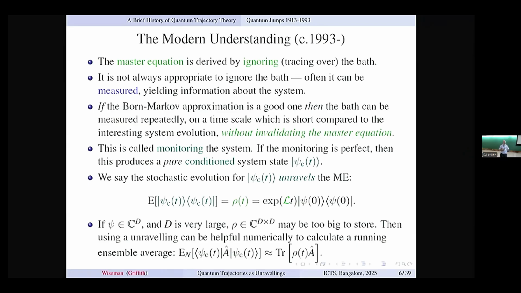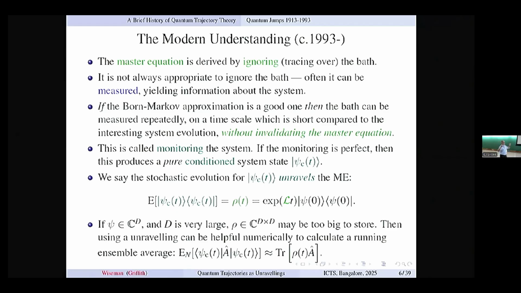We measure the bath. That's how we get photocurrents. That's how we get the things that we calculate the correlations for. So the measurements on the bath will yield information about the system. And moreover, if the Born-Markov approximation is a good one, this is maybe a slightly bold statement, but it's good enough, then the bath can be measured repeatedly on a timescale which is fast compared to the interesting system evolution timescale, without invalidating the master equation.